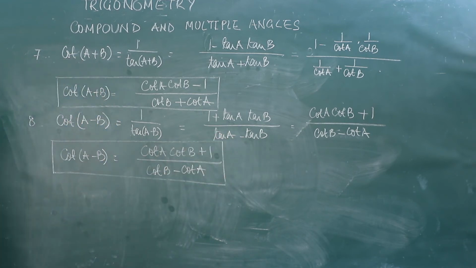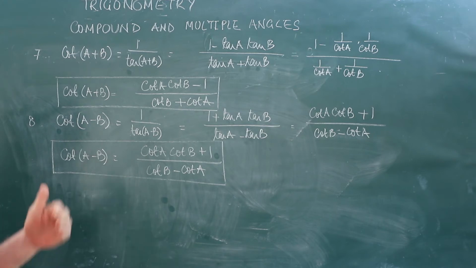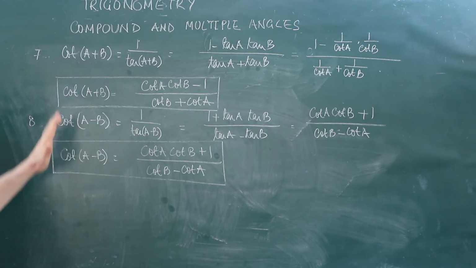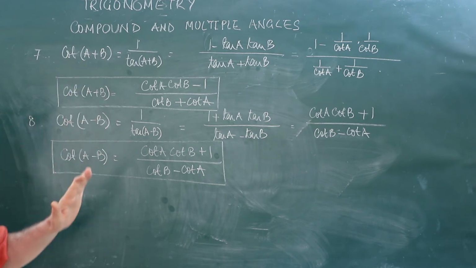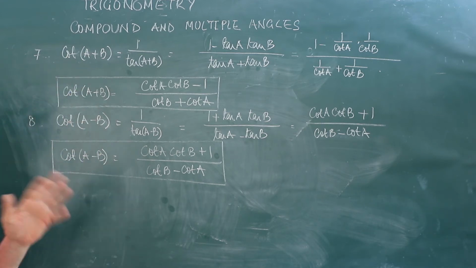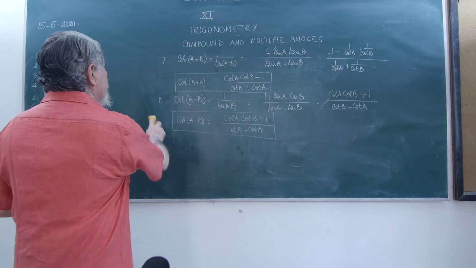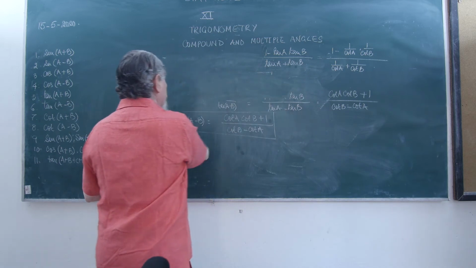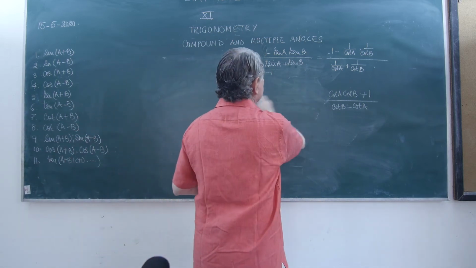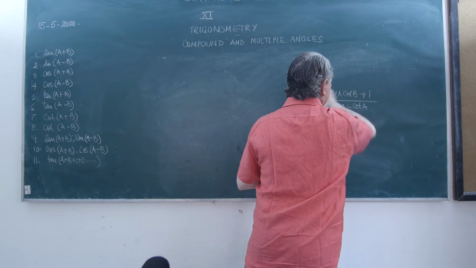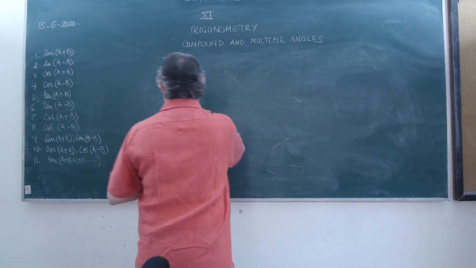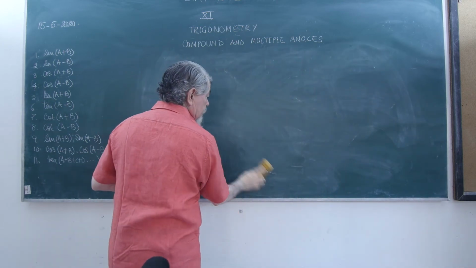These are the formulas for sin(a plus b), sin(a minus b), cos(a plus b), cos(a minus b), tan(a plus b), tan(a minus b), cot(a plus b), cot(a minus b). We've got all these formulas, which you have to learn by heart, because we will be applying them at different places. All the formulas are very important.